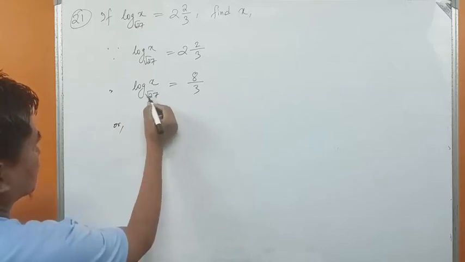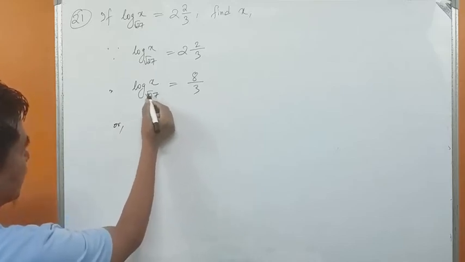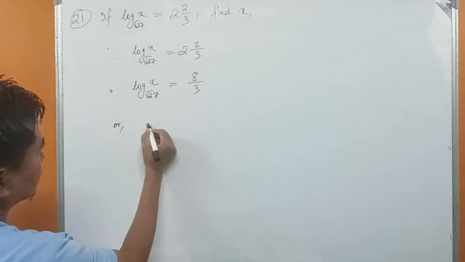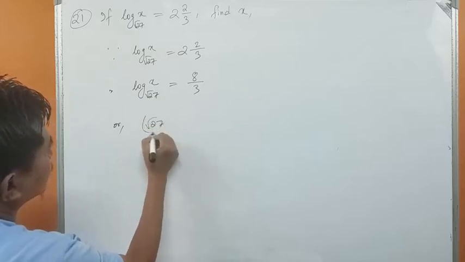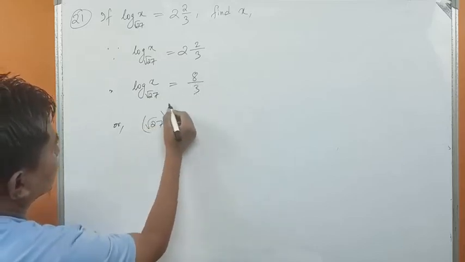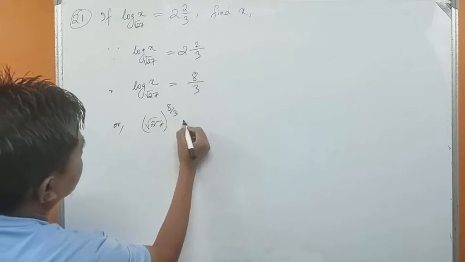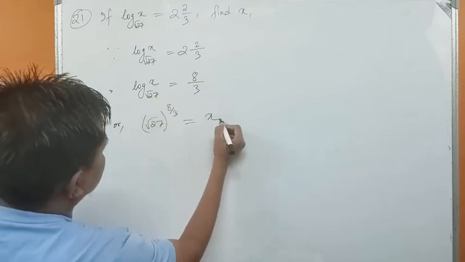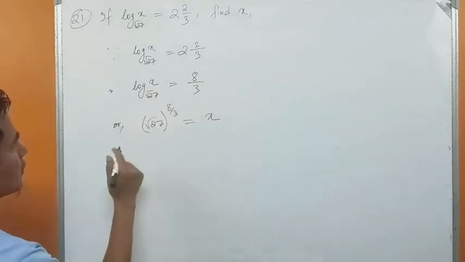Or this is base, isn't it? Root 27 is base. So we write base here, root 27 to the power 8 upon 3, 8 upon 3 equals x. Okay, this x goes to the right hand side.